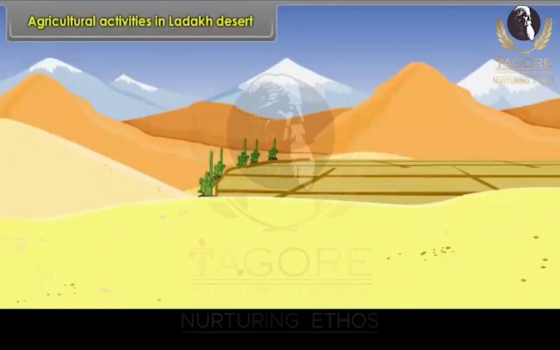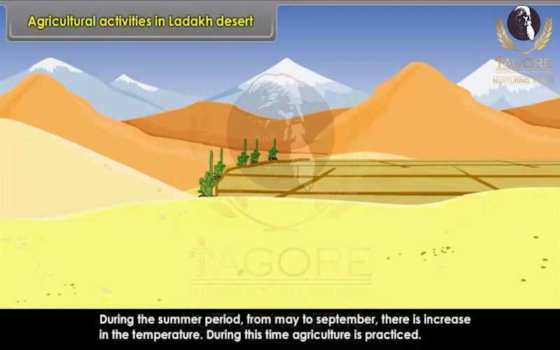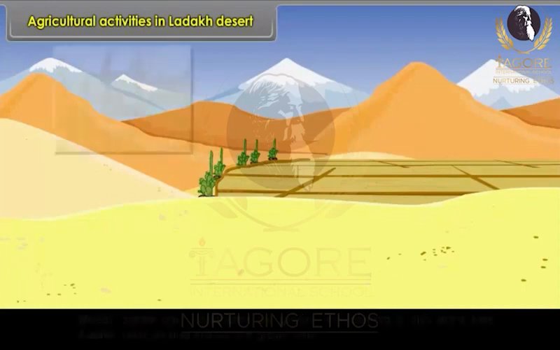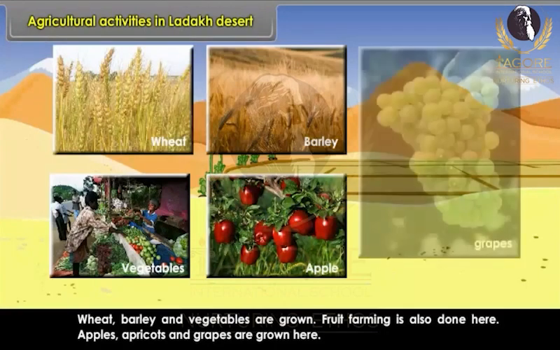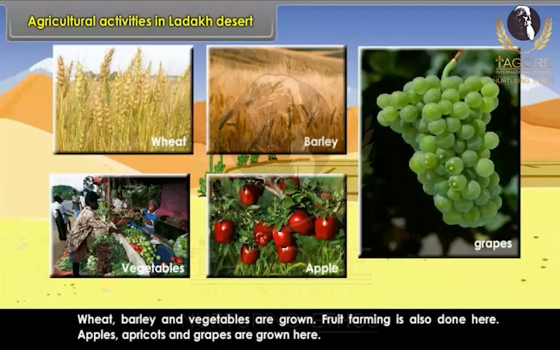Agricultural activities in Ladakh Desert. During the summer period, from May to September, there is an increase in the temperature. During this time, agriculture is practiced. Wheat, barley and vegetables are grown. Fruit farming is also done here. Apples, apricots and grapes are grown here.